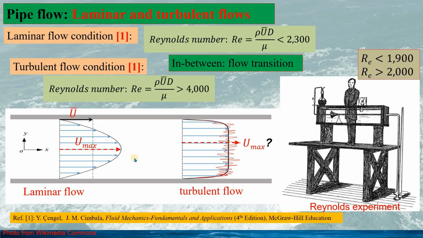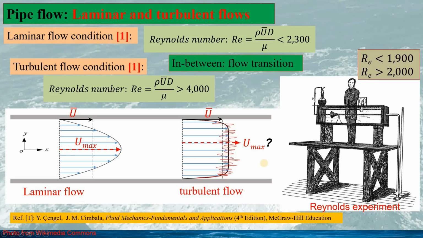Instead, we often use the average velocity U bar for the flow in the pipe. See this average velocity for the flow. As we have obtained in the previous slide, U bar would be half of U max. And for turbulent flow, average velocity is a better physical parameter to indicate the flow velocity.